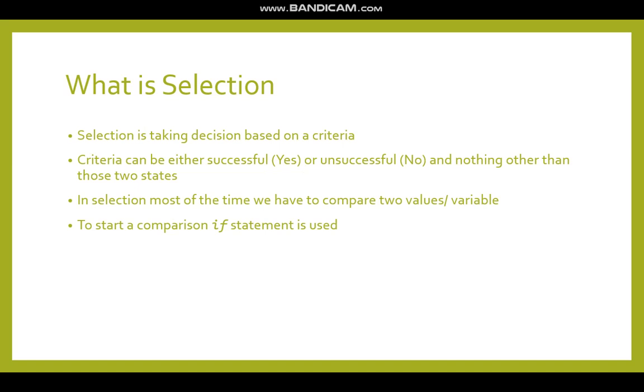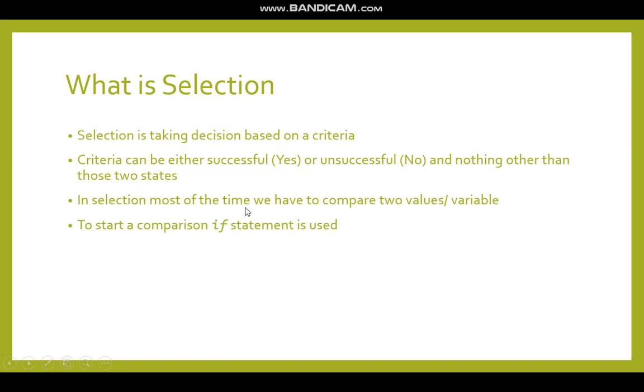Basically, selection is taking a decision based on a criteria. Most of the time we are going to compare two values or variables, and based on that, the comparison may be successful or unsuccessful. Then according to the result we are going to continue the program. In the C programming language, for this comparison we use the if statement.